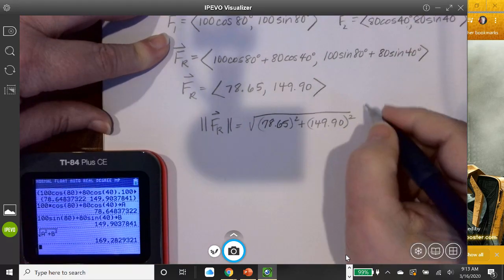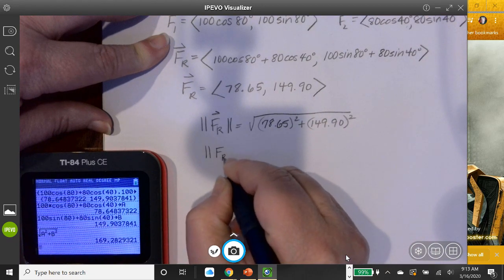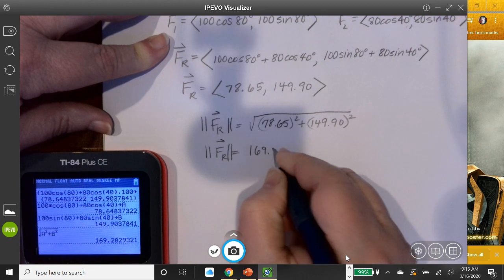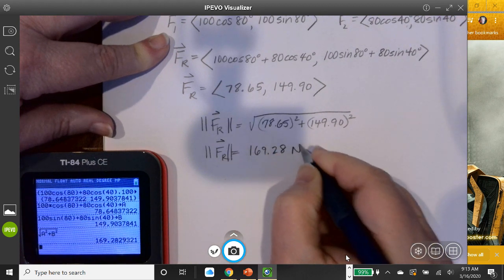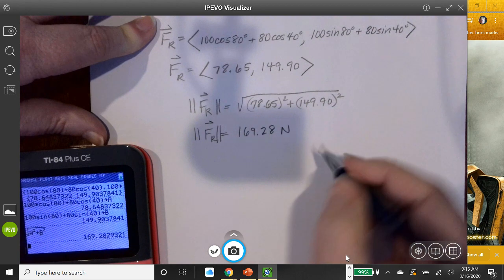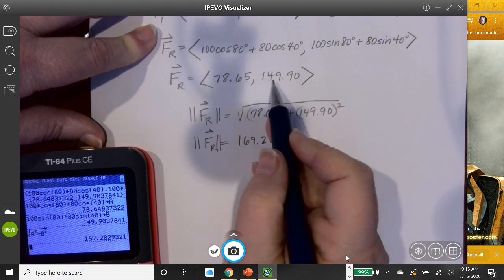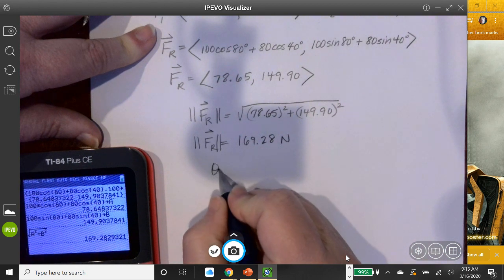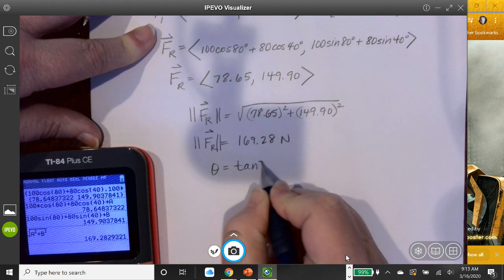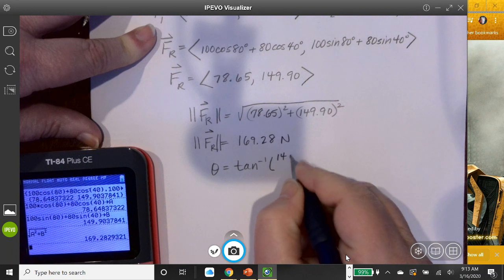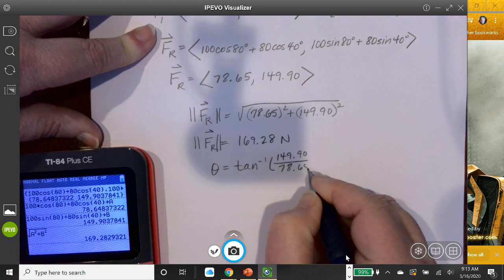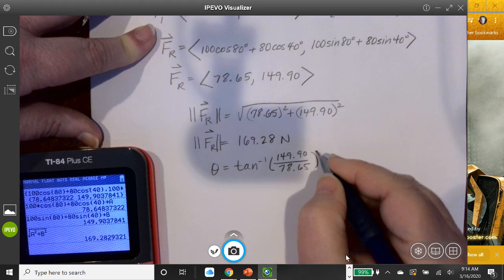Okay, and we get the magnitude of the force is equal to 169.28. And this is going to be in newtons. Now, how do I find its direction angle? Well, this is a first quadrant angle because both components are positive. So I can just go right ahead. Theta equals the inverse tangent of the y over the x, which is 149.90 over 78.65. And in this case, it's really b over a.